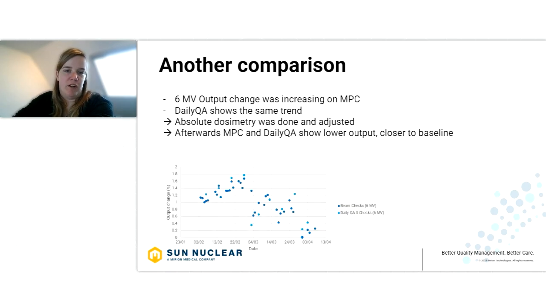I have another example here. The colors are a bit unlucky, but the light blue shows the daily QA results and the dark blue shows the MPC results. And you see here the output of a beam. We saw that it was increasing on MPC, and then the daily QA showed the same trend. So here it was a machine problem. We did an absolute adjustment, and then you can see here that the results for both daily QA and beam checks were lower again and closer to the baseline.